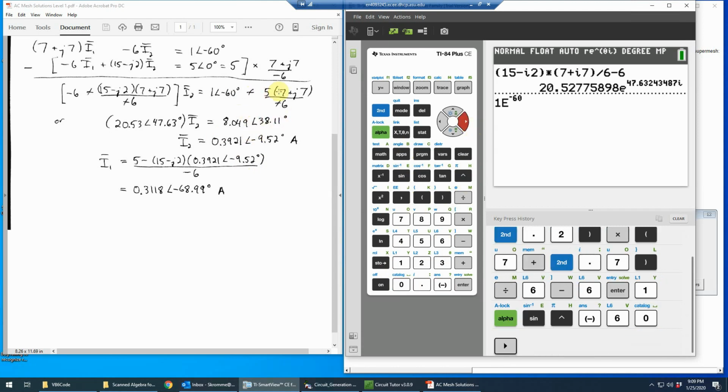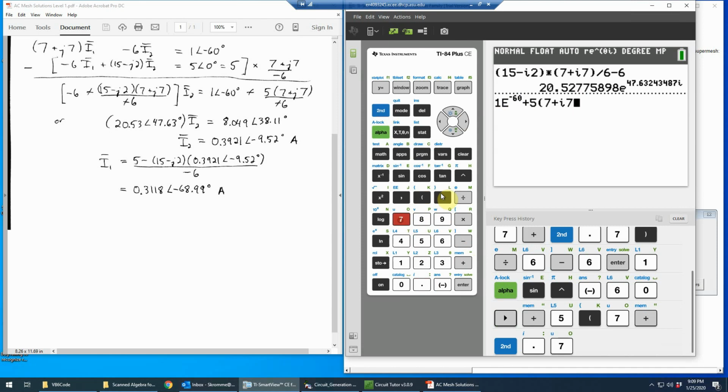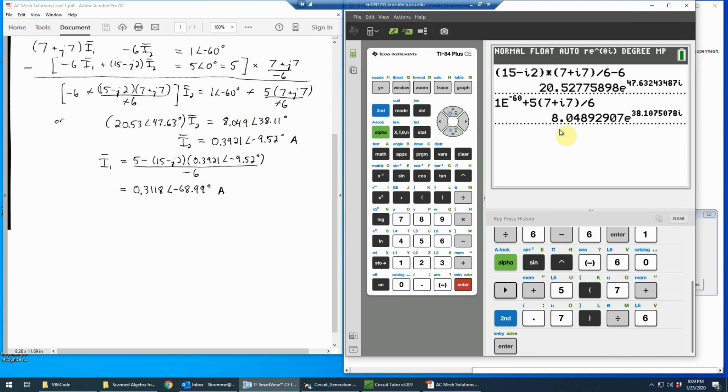And then I want to add to that 5. And notice I did use implicit multiplication there, which is permissible, on this calculator at least, times 7 plus I7, close parentheses, again divided by 6. Or I could have probably just computed that in my head, but in any case, that should be it. And now I just push enter. And then that gives me the right-hand side, 8.049, angle 38.11 degrees. Okay, and then I can just divide these two.